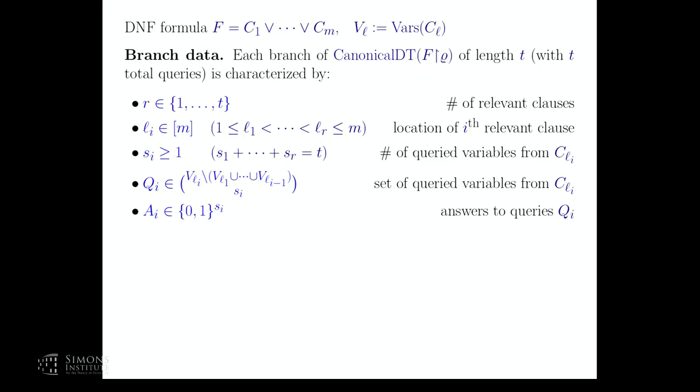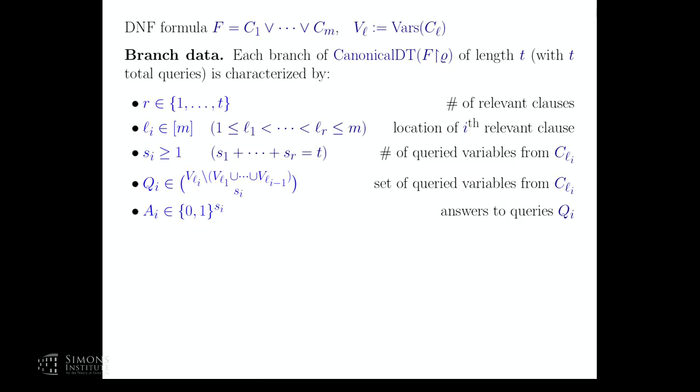So let me now denote by R the number of relevant clauses in this process. So the number of clauses that come up in this process, so the number of recursive calls, if you will. Because each relevant clause makes at least one query, R is between 1 and T. And for each i from 1 to R, I'll let Li be the index, or the location, of the ith relevant clause. Note that this is an increasing sequence, so L1 to LR is an increasing sequence between 1 and M.